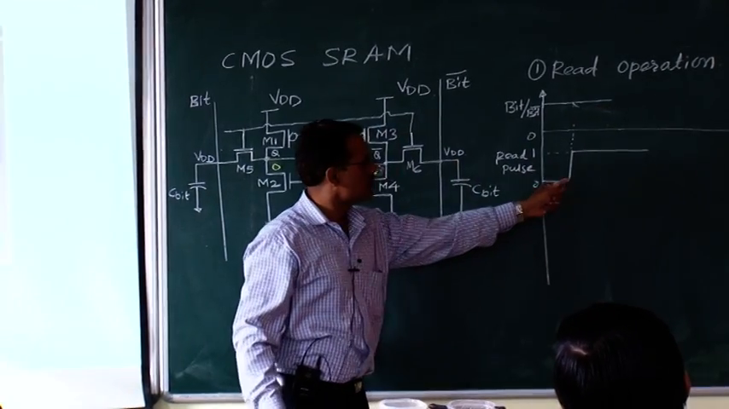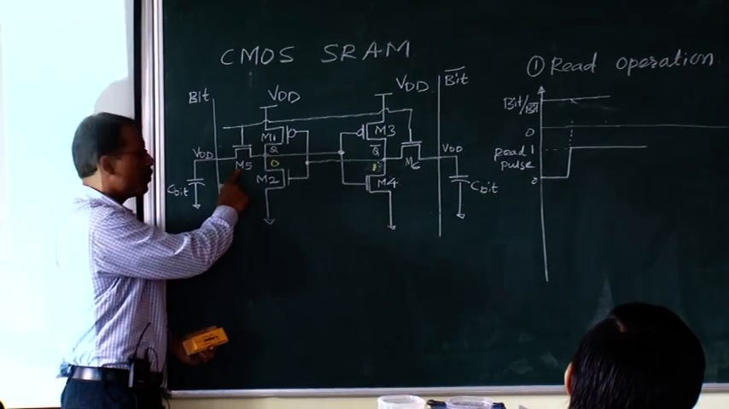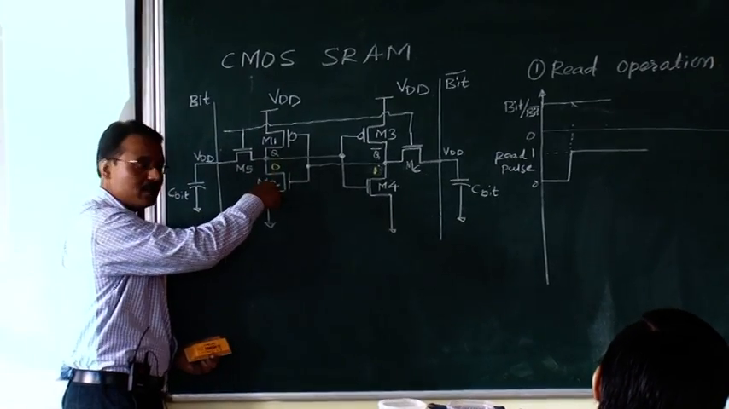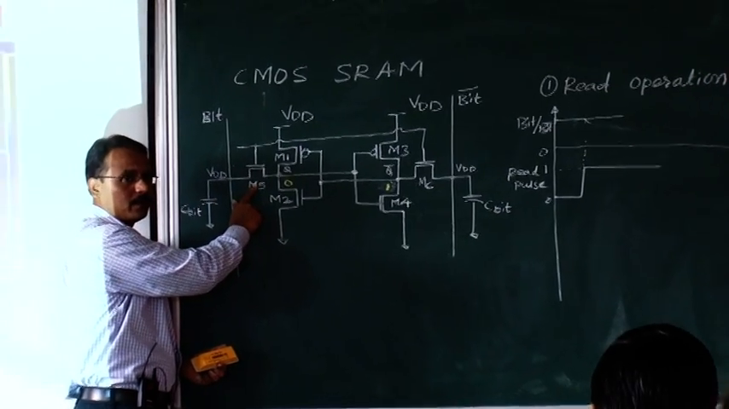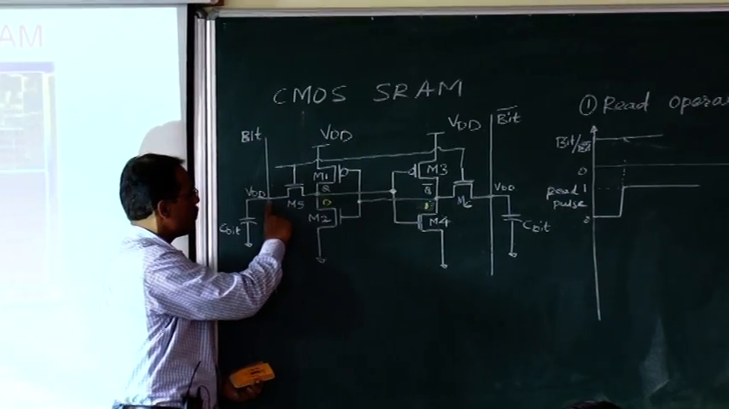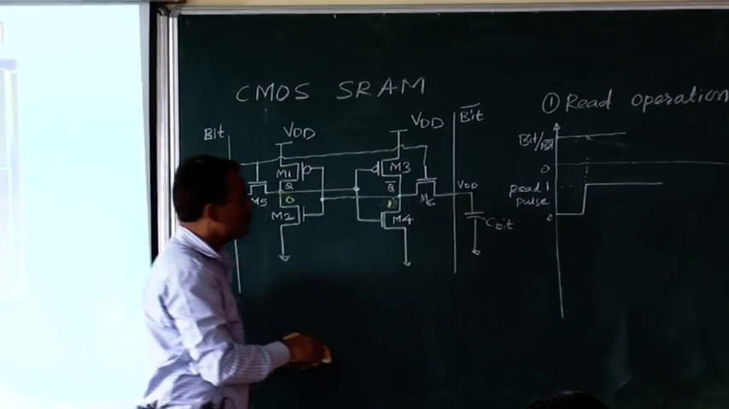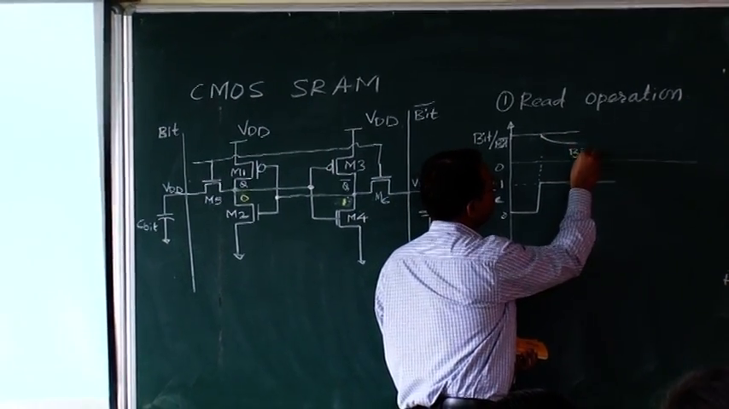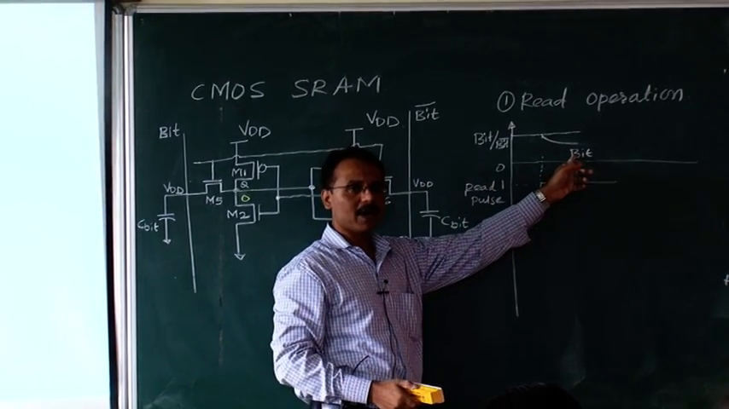Now what happens when this is 1? Come to this point. This transistor turns on, voltage at this point is VDD, voltage at this point is 0 because 0 is stored in the memory. So that's why the bit line will start discharging through M5. As this line or this capacitor starts discharging through M5, the voltage across the bit line will decrease. So therefore this is now the bit line. Earlier it was bit bar.